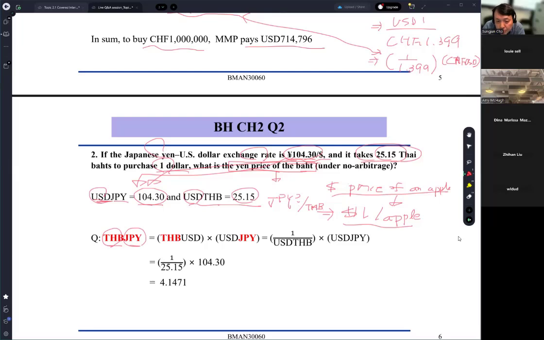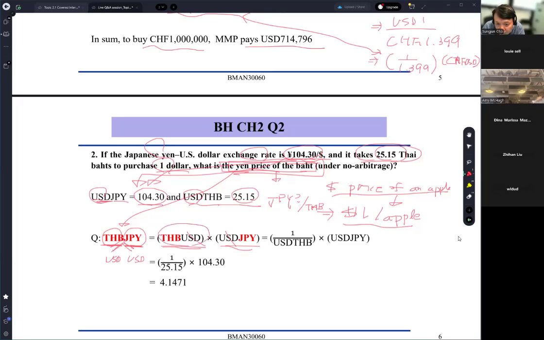So we are supposed to compute THB JPY. You should be able to interpret this one into this form: for one Thai baht, how many Japanese yen you have to pay. Now, how do we get this one? It's very easy, right? Just the cross rate formula. Dollar will be canceled, and you're going to get THB JPY. So you always just put USD between THB JPY. That's the cross rate formula.